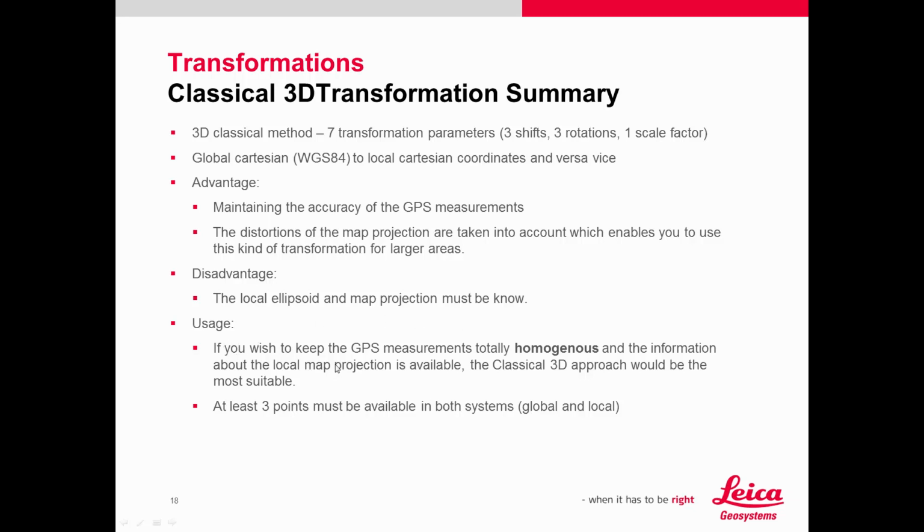The usage: if you wish to keep GPS measurements totally homogeneous and information about the local map projection is available, the classical 3D approach would be the most suitable. At least 3 points must be available in both systems.